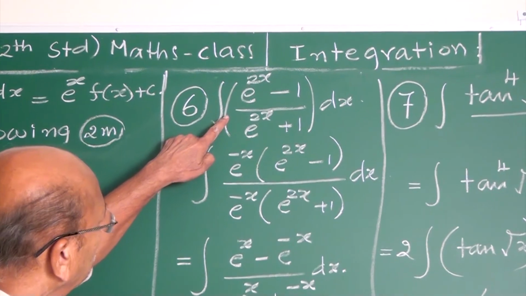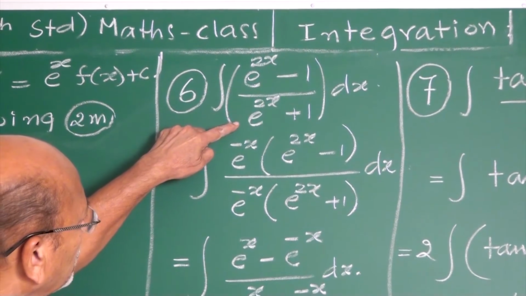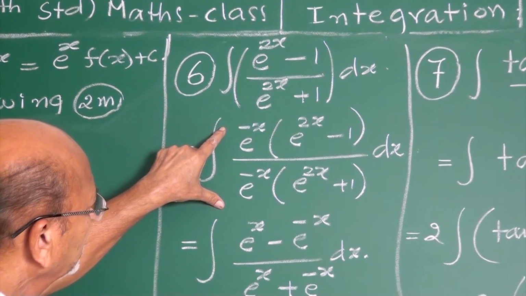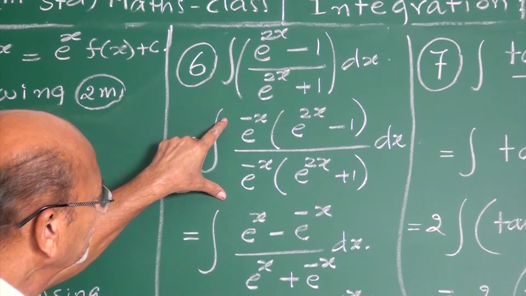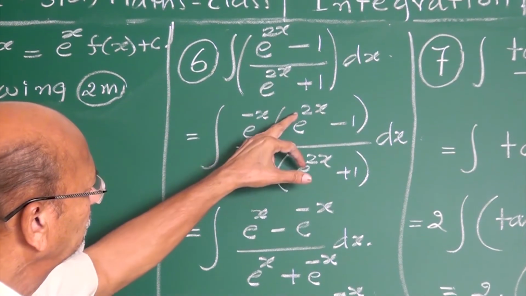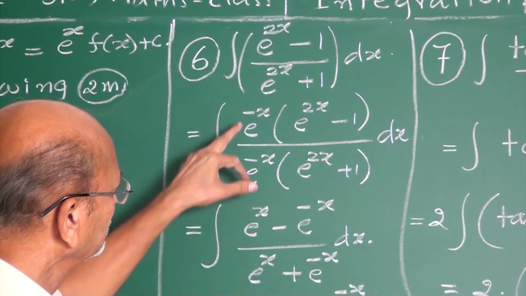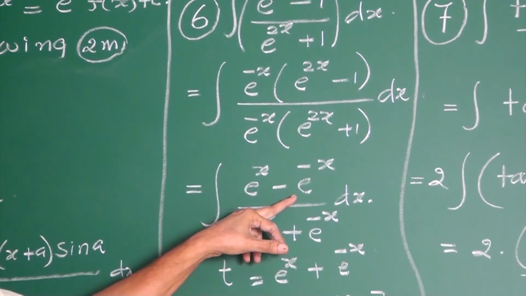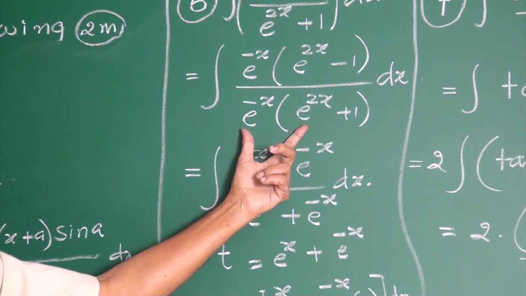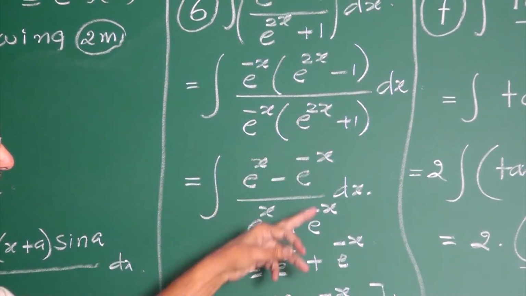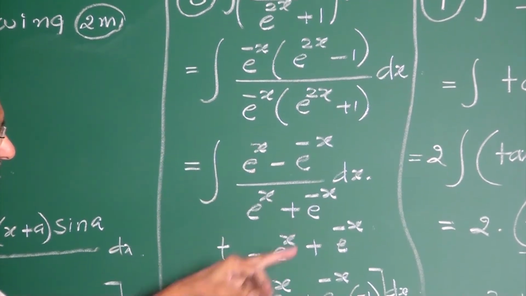Next is this. e to the power 2x minus 1 upon e to the power 2x plus 1. Multiply both numerator and denominator by what? e to the power minus x. Minus x plus 2x is plus x. e to the power minus x into 1 is e to the power minus x. Again multiplication: minus x plus 2x, e to the power x plus 1 into e to the power minus x.